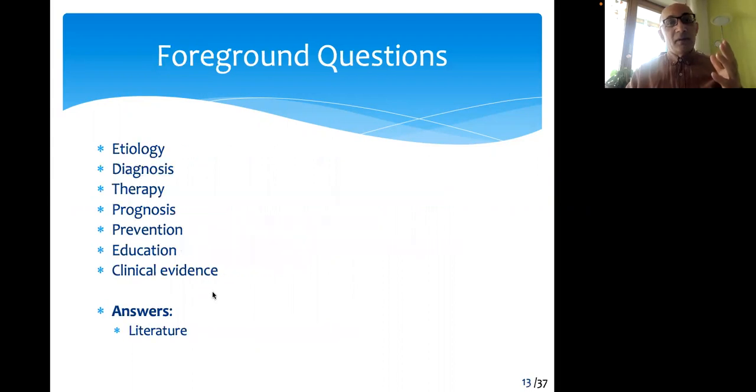But for the foreground questions, you need more up-to-date, more recent publications or evidence. And therefore, you are dependent on new medical literature. And the foreground questions are more about the etiology, diagnosis, therapy. They can be of all sorts of dimensions of medical information.